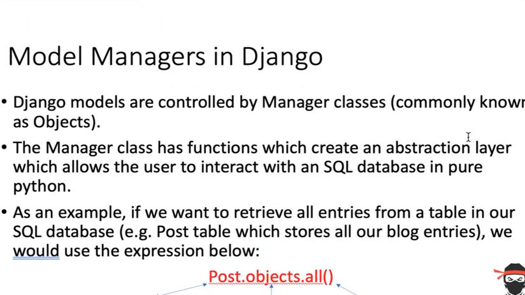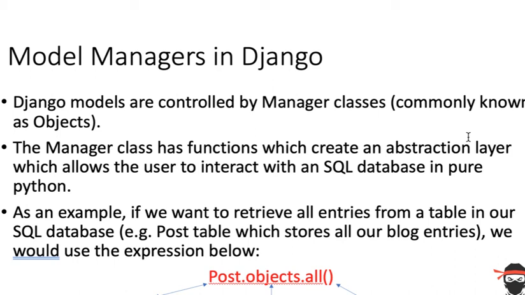Now I want to talk about model managers in Django. Django models are controlled by manager classes, and they are commonly known as objects. The manager class has functions which create an abstraction layer which allows the user to interact with an SQL database in pure Python. As an example, if we're to retrieve all entries from a table in our SQL database, maybe the Post table, we would use the expression below.